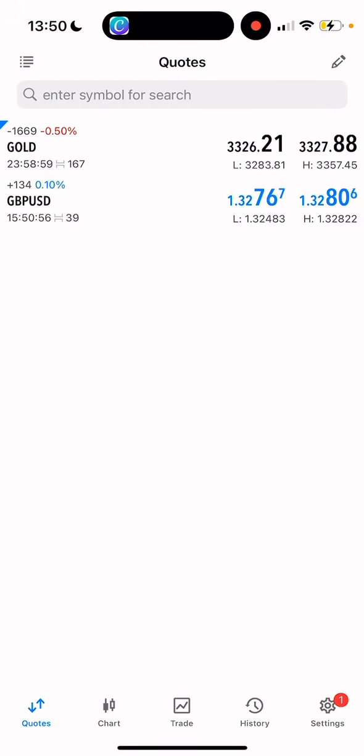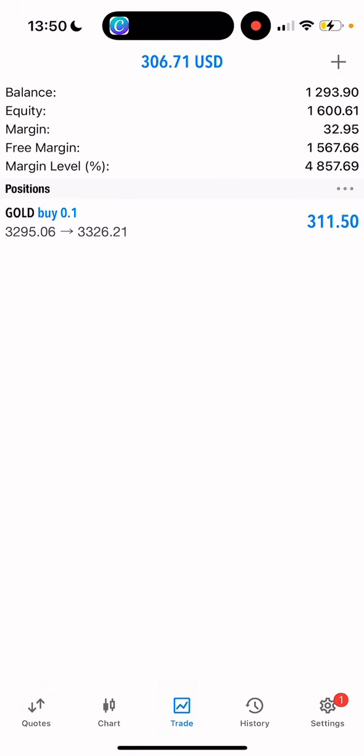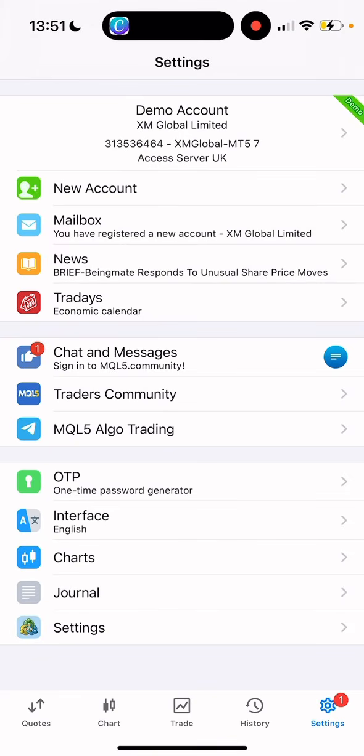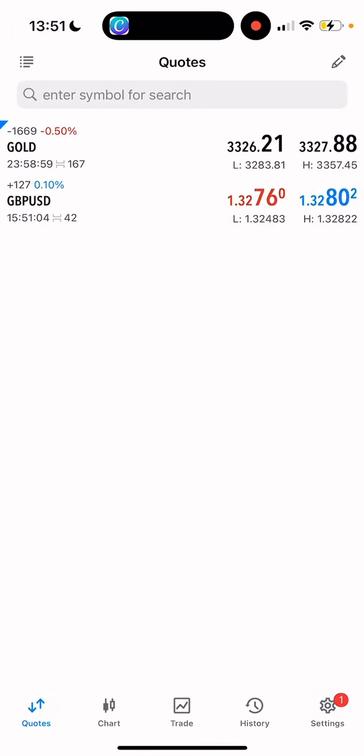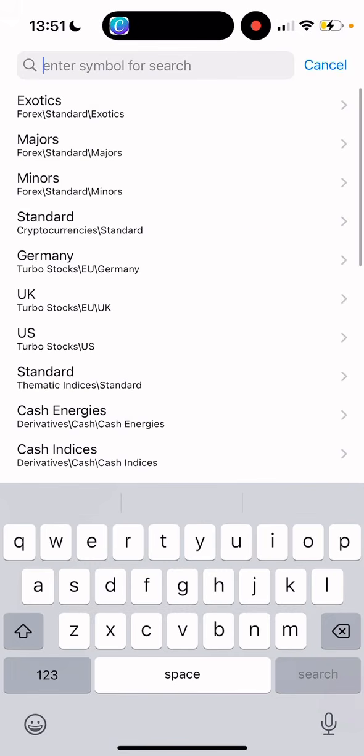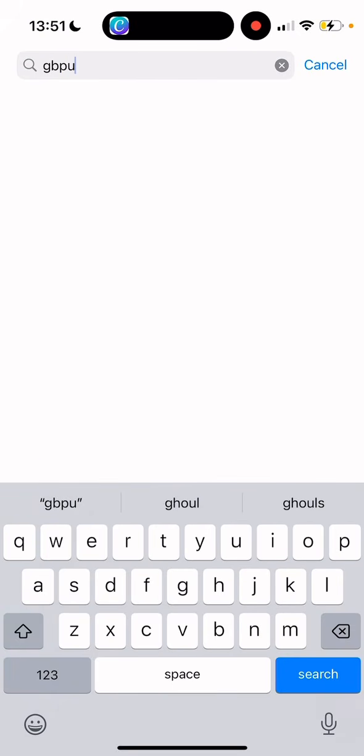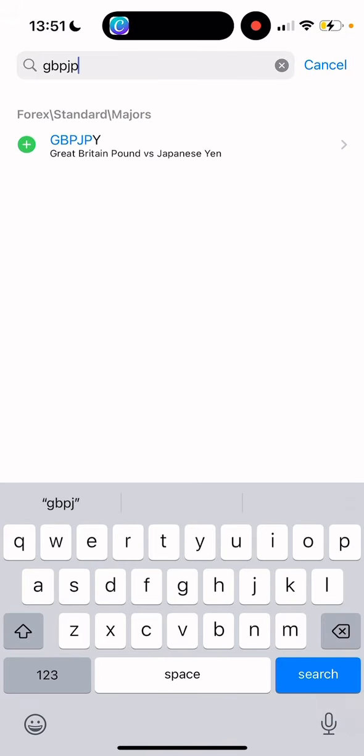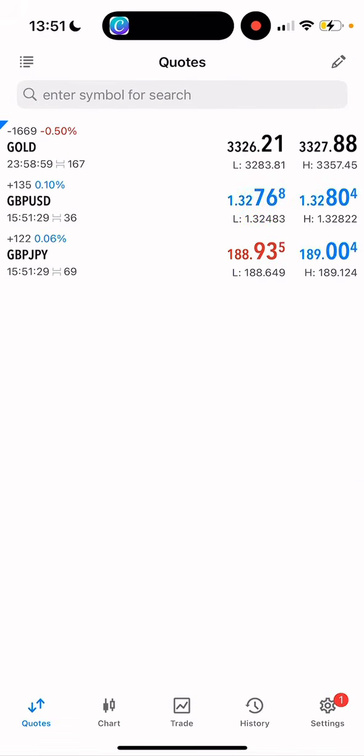It might show you your quotes, or it might open as trades, or as settings, wherever. But the first thing you want to do is go to quotes. If the pair you are looking for is not showing in these quotes, search it. GBP USD is showing. So let's search another pair, GBP JPY. Let's say they gave me a signal, just for the sake of an example, that says buy or sell GBP JPY. I didn't see it in my quotes, and then I searched it. After searching it, I will click on the green plus. It will automatically add to my quotes.